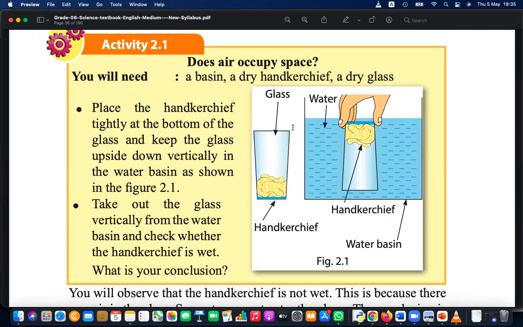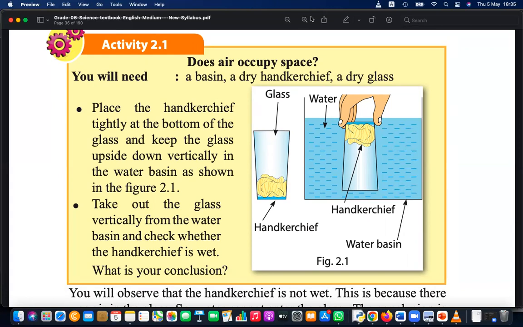So here you can see an experiment which is used to find whether air occupies space, right? To do that, you can put a handkerchief in an empty glass. Just put the handkerchief and then keep it parallel to the water surface. Use a water bucket. Don't keep it at any angle. Just move it parallelly from top to bottom.